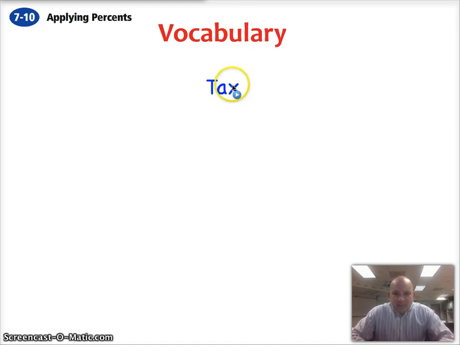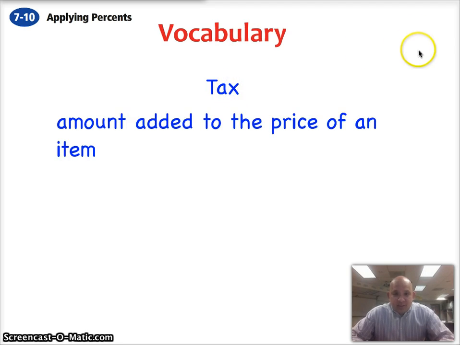And tax. Tax is what you'll see everywhere, particularly sales tax. Tax is the amount added to the price of an item. So the price that you see on a price tag is not the price that you'll pay. You'll have to pay some taxes more than likely.